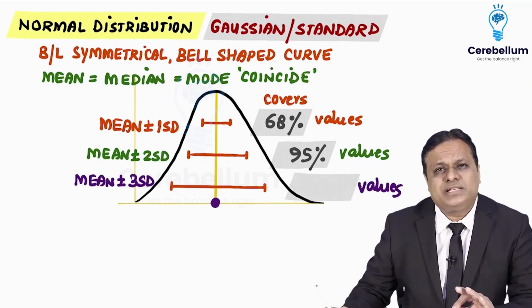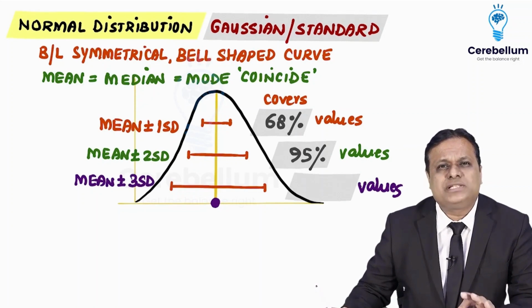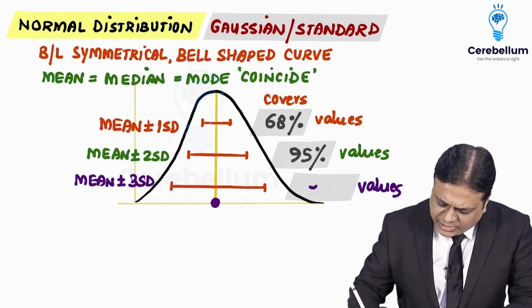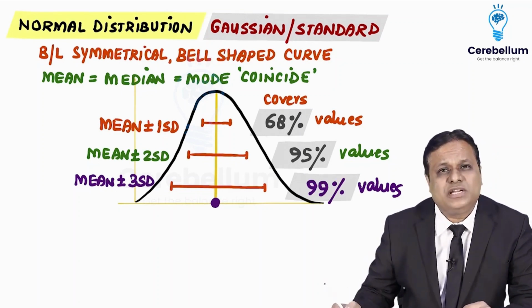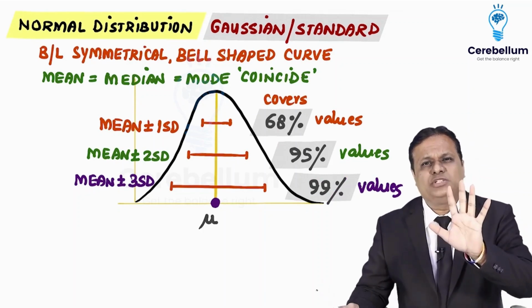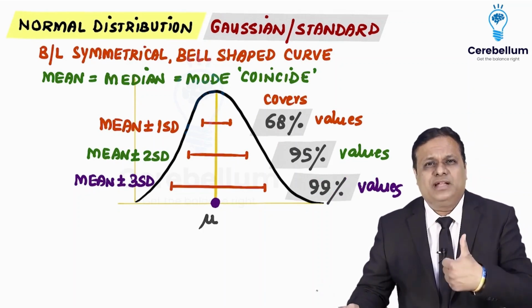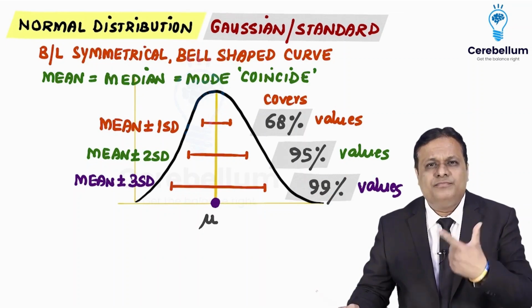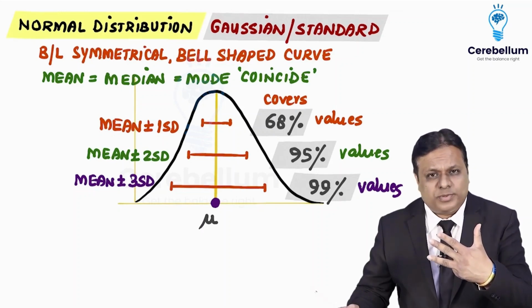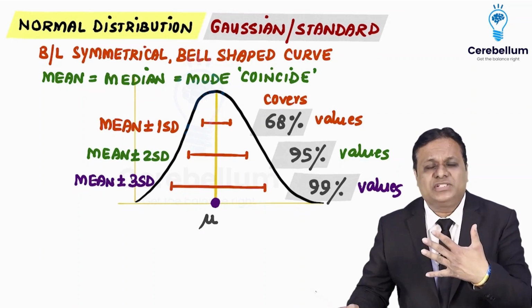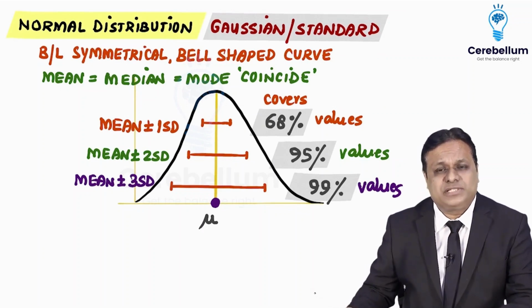And mean plus minus 3 standard deviation covers what percentage of values in a normal distribution? 99.7%. If we can remember 99%, that is more than sufficient for us. So these are 5 properties you have to remember. Let us revise. Bilaterally symmetrical bell-shaped curve, mean, median, mode coincide, mean plus minus 1 standard deviation covers 68.3% values, mean plus minus 2 standard deviations cover 95.4% values, mean plus minus 3 standard deviations cover 99.7% values.